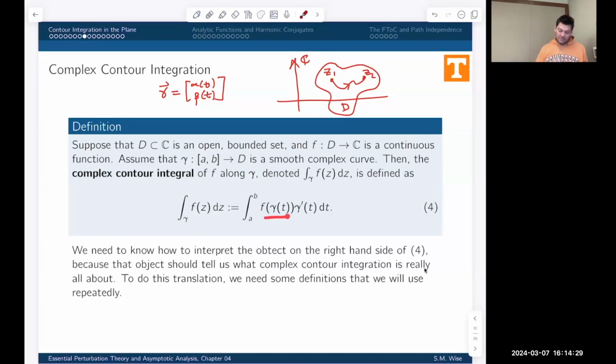Now this object might puzzle you a little bit, but it is a well-defined object. What we do is we take f, and we evaluate it along the path. That means we plug in these values for gamma and we multiply that by gamma prime. This is complex multiplication. At the end of the day, you have an integral over a real domain, a to b, but you're integrating a complex object, which I could break into its real and imaginary parts, and so boil it down to real integrals. And I'm going to show you how to do that.